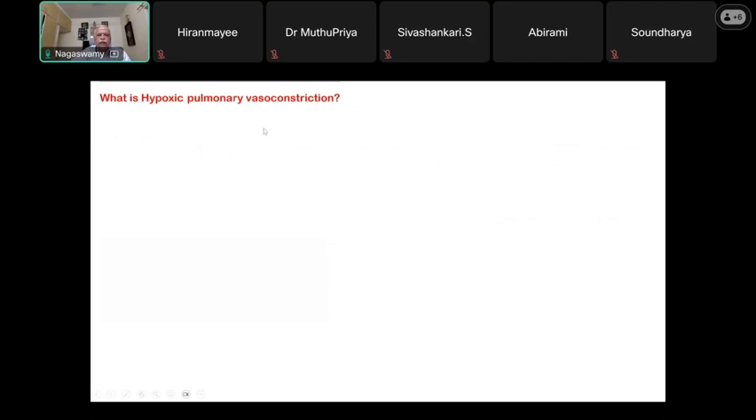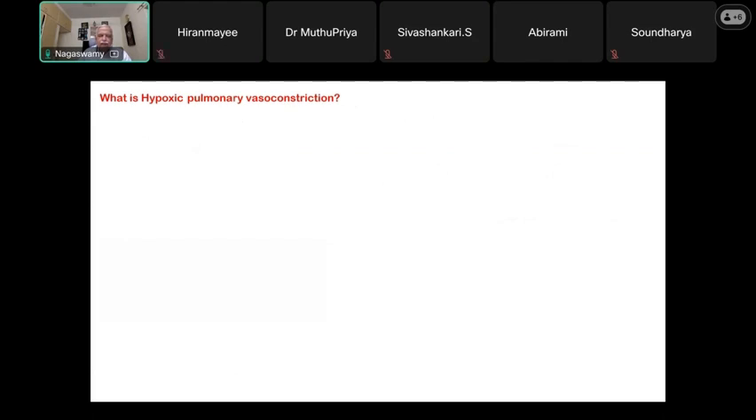Then comes another important concept, hypoxic pulmonary vasoconstriction. What is this and why is it important? Is it a protective phenomenon or an unwanted phenomenon? Protective. Whenever the alveoli are not ventilated, the oxygen saturation in those alveoli will be high or low? Low. So blood has to be stopped from going there. Otherwise it will be a wasted circulation. It cannot get any oxygen from there.